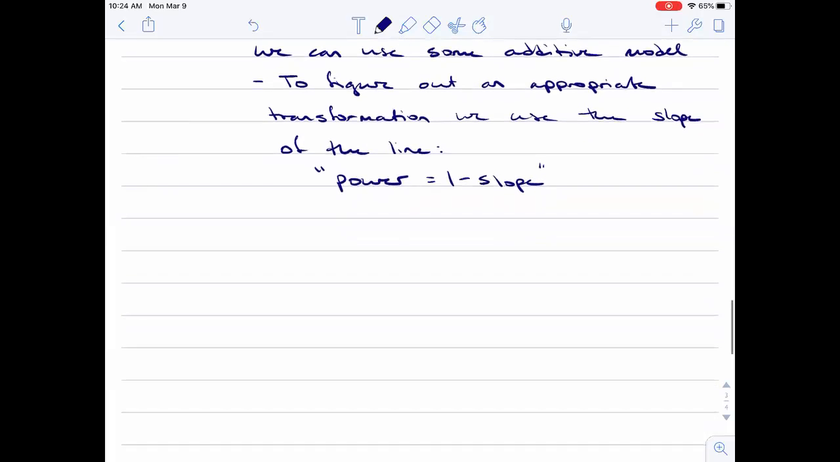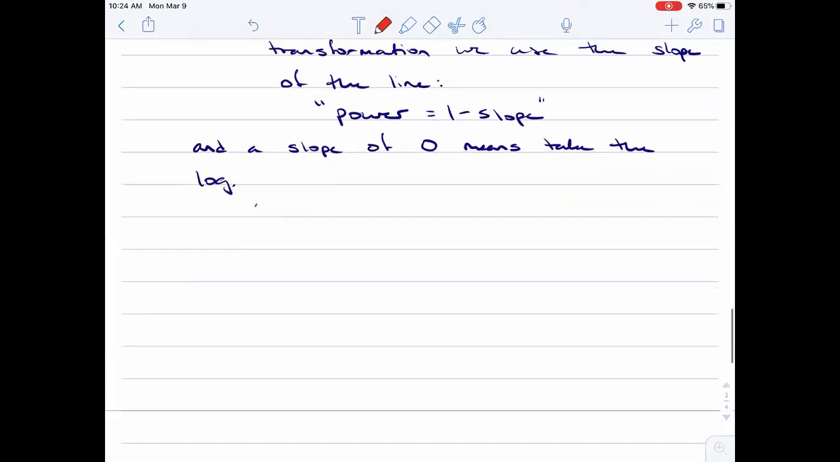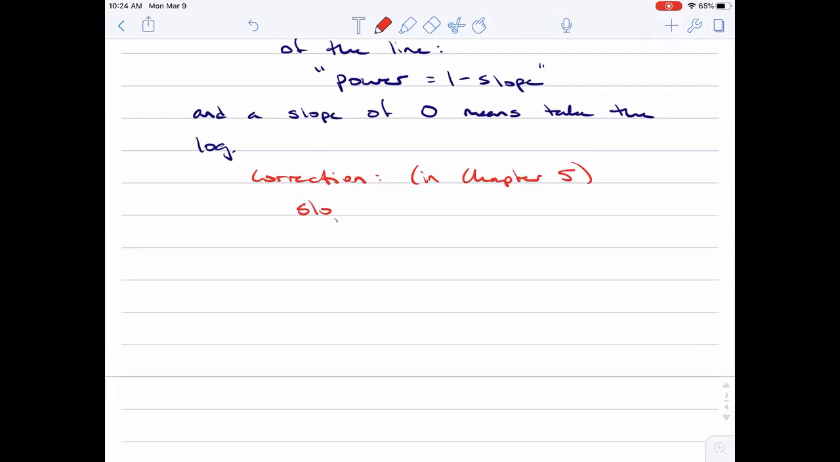So the power is going to be 1 minus the slope, and a slope of 0 means take the log. I'll even do it in red. Correction. In chapter 5, a slope equal to 2 means that the power is 1 minus 2, which is -1, so the transformation is 1 over y.